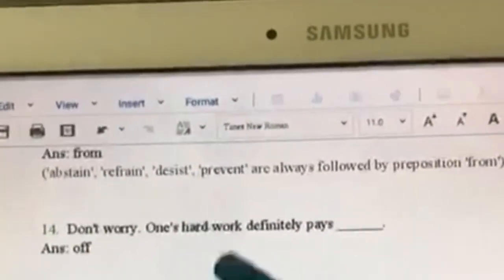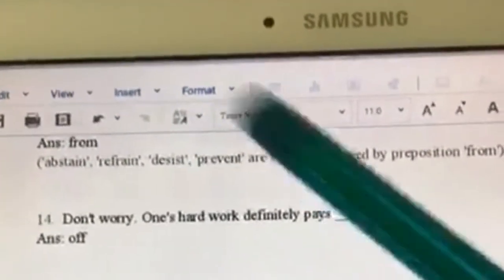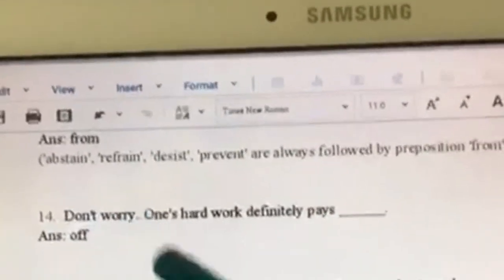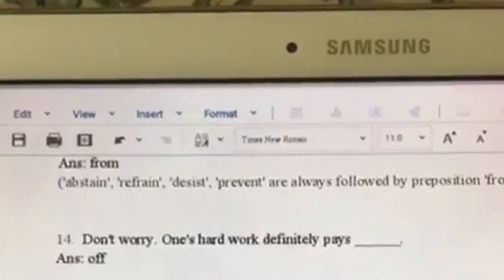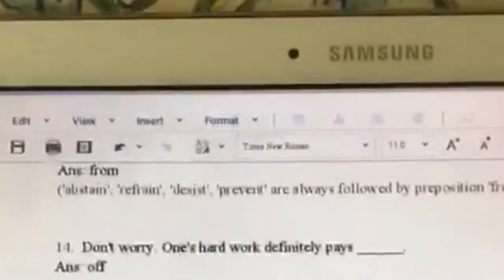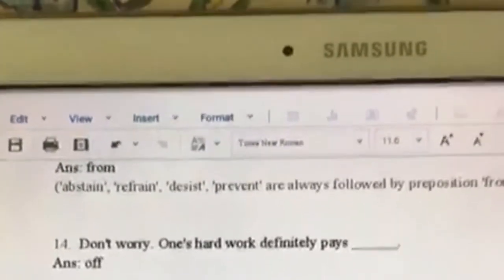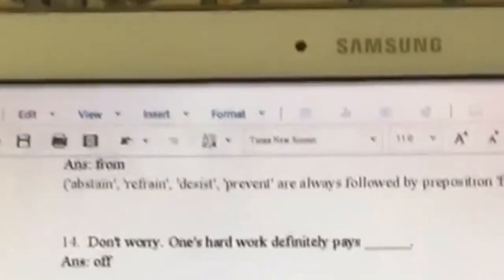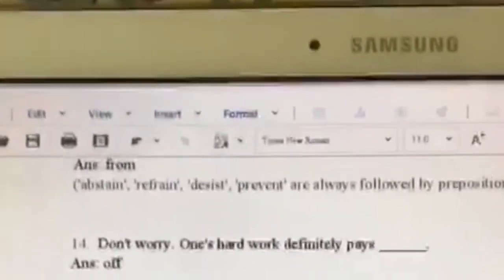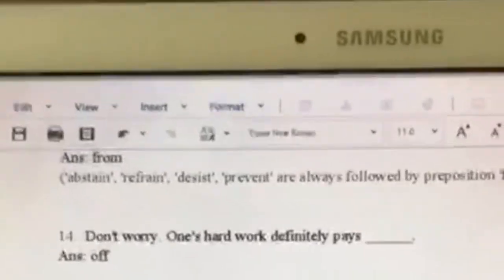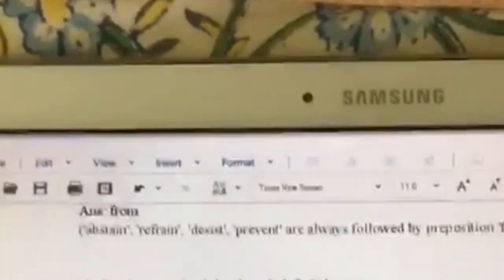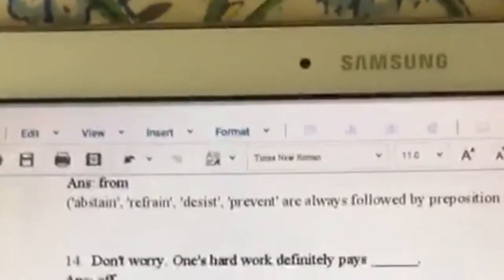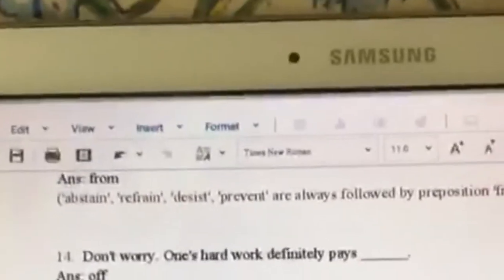Next, don't worry, one's hard work definitely pays dash. It is off, O-double-F. That is a phrase. Pay off means something is going to give you your reward. Your hard work today, if you study well today, it is going to pay off in your exams. Means you'll be able to do well in your exams if you study hard today. Pay off means something that you get as reward. It is going to give you back. Your hard work is going to give you good results. So pay off means like good results or payback or success.